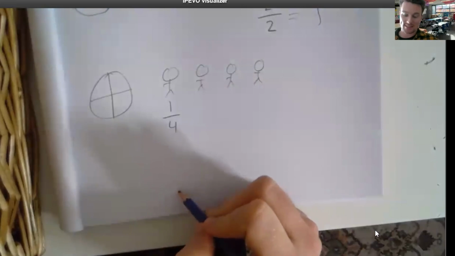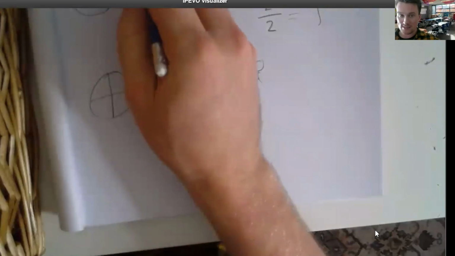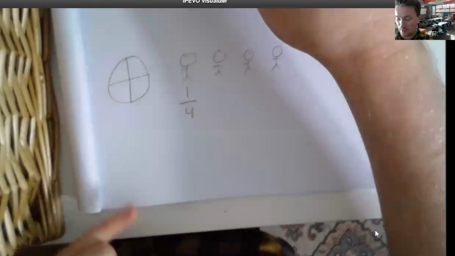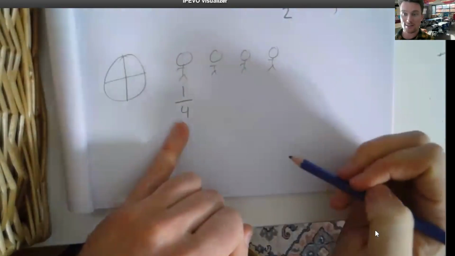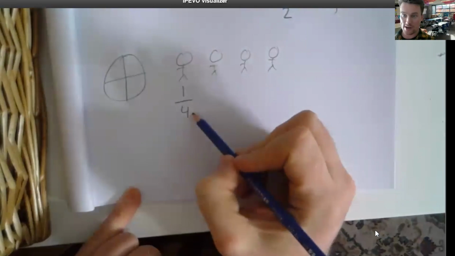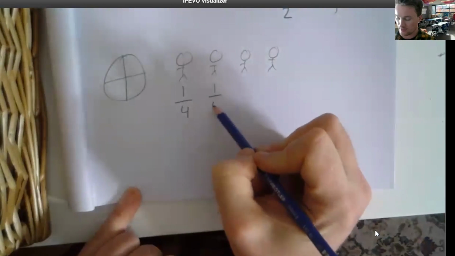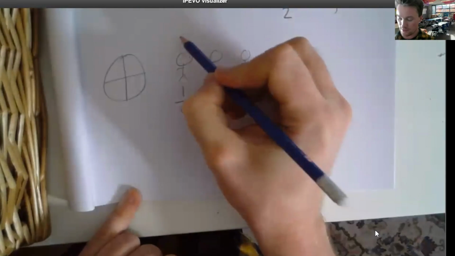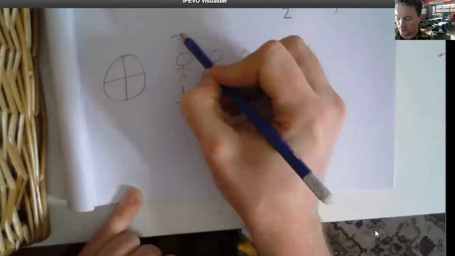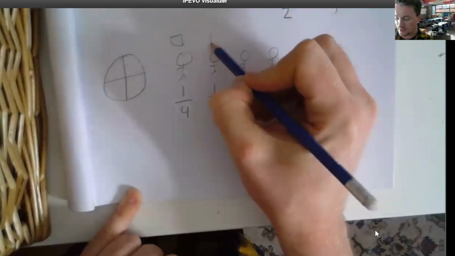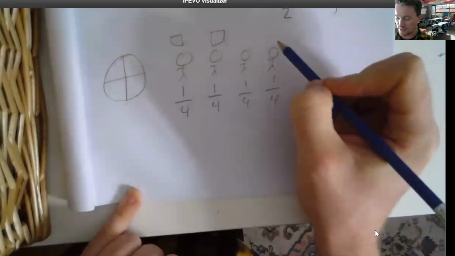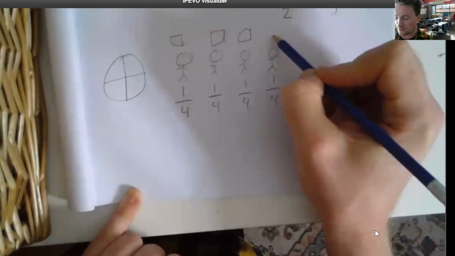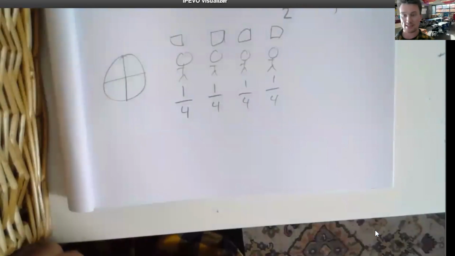And what that means is we've taken a whole pizza, which is up at the top. We've taken a whole pizza and we've cut it into 4. So there's 4 parts to that fraction. And each person is going to get a 1/4. So this person, let me try and draw it for you. This person gets a 1/4. That person gets a 1/4. That person gets a 1/4. And that person gets a 1/4.